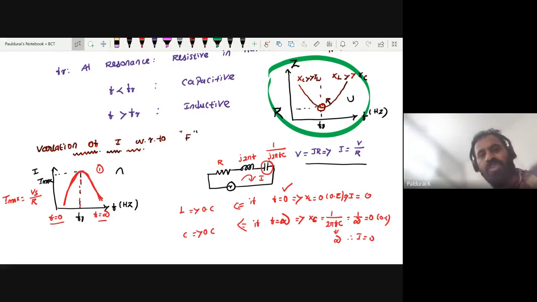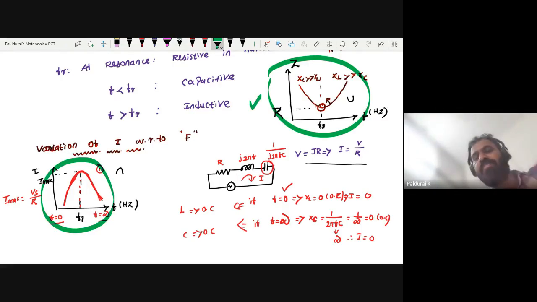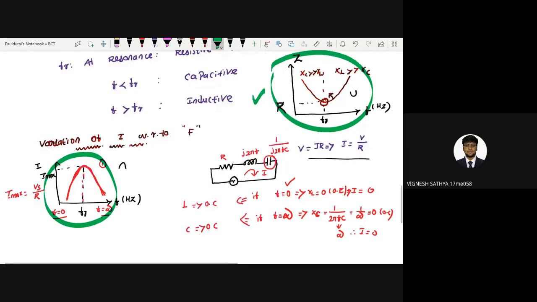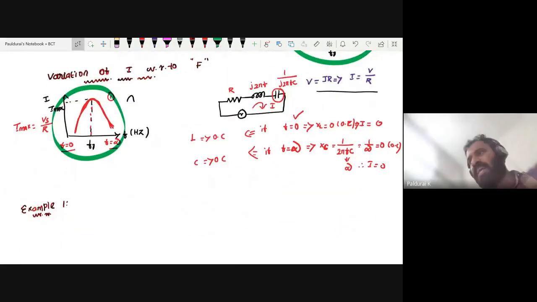Just to understand it, you want to know this curve, the variation of current and variation of impedance. Finally, the variation of voltage we will discuss after solving some problems. So take the first problem.